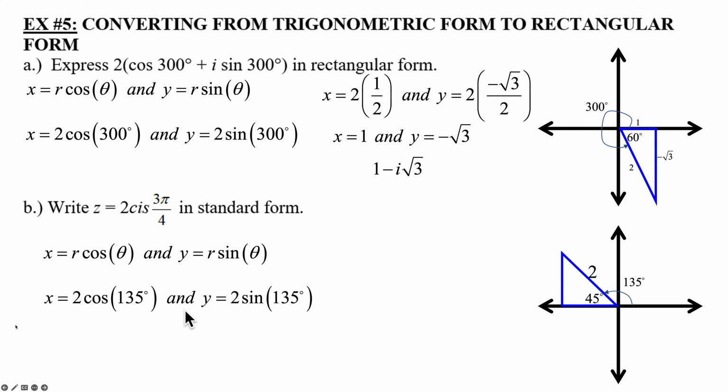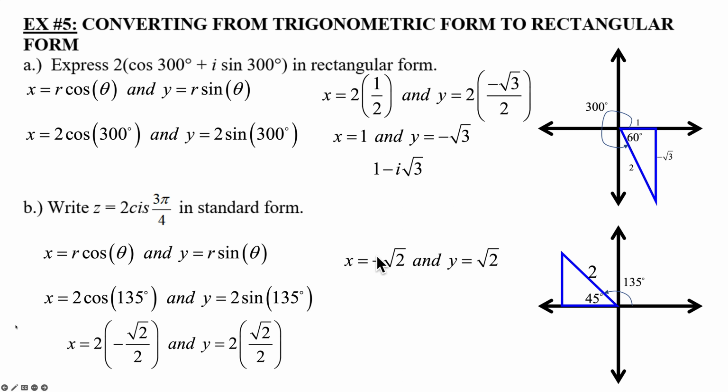So cosine, whoops, wait a minute, that's negative x's. This will be a negative square root of 2 over 2. And this 45-degree reference angle is going to be for sine, the square root of 2 over 2. The 2 on the outside cancels with the 2 in the denominator. Same over here. X is a negative square root of 2. Y is a positive square root of 2. Put it in my a plus bi form: negative square root of 2 plus i square root of 2.